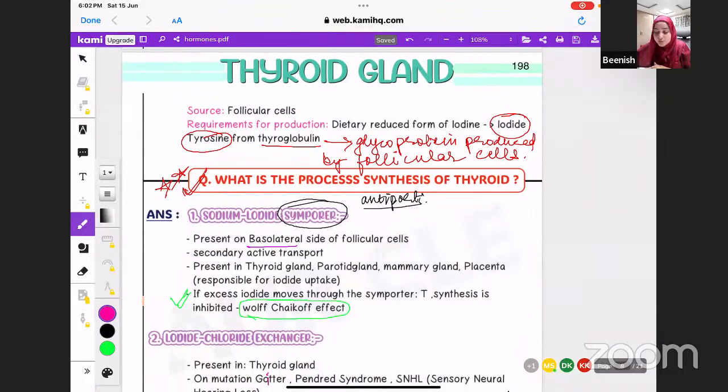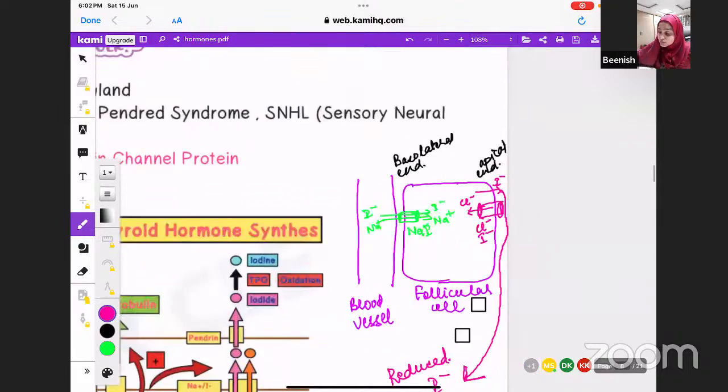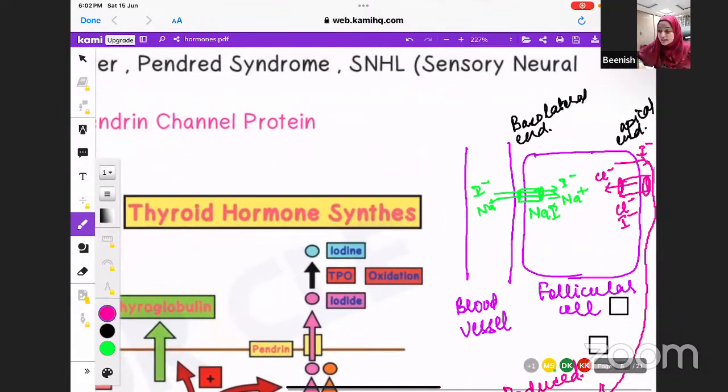Having said that, we spoke about the requirements for the production of thyroid hormone. So you require iodide, which is the reduced form of iodine that you're getting from dietary sources, and you require tyrosine. These tyrosine residues are present in thyroglobulin, which is a glycoprotein also produced from follicular cells. Now talking about the process of synthesis of thyroid hormone. You have the follicular cell. The basolateral end is that end of the follicular cell which is close to the blood vessel, and the apical end is that end which is away from the blood vessel. On the basolateral end you have the sodium iodide symporter, and on the apical end the chloride iodide antiporter. Symporters cause the movement of two molecules across a plasma membrane in the same direction. In antiporters, they cause the movement of two molecules in opposite directions across the plasma membrane.